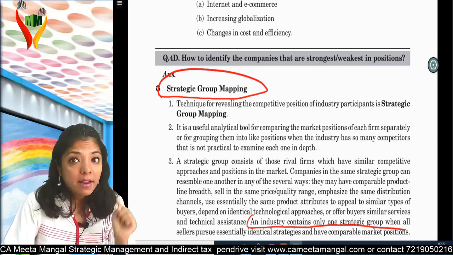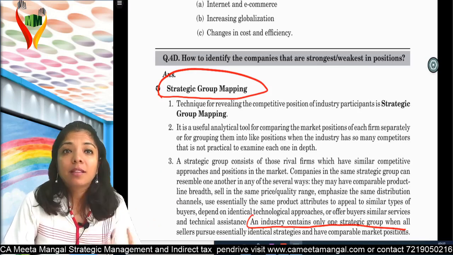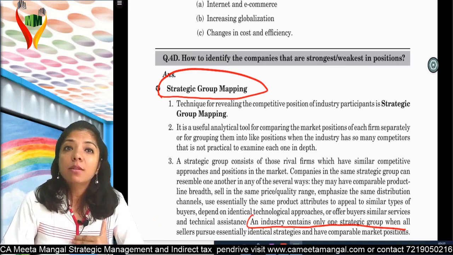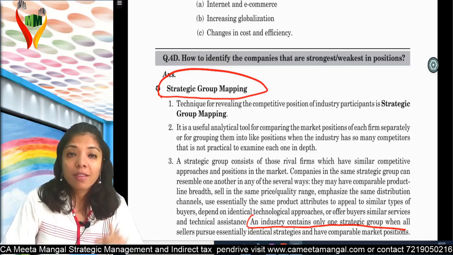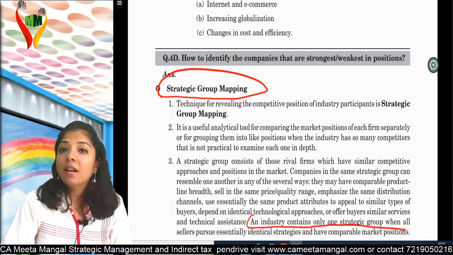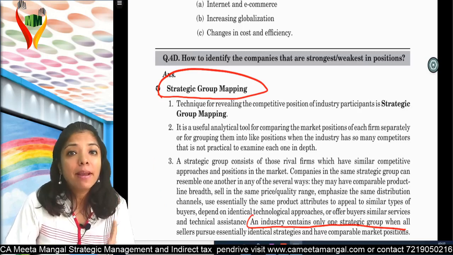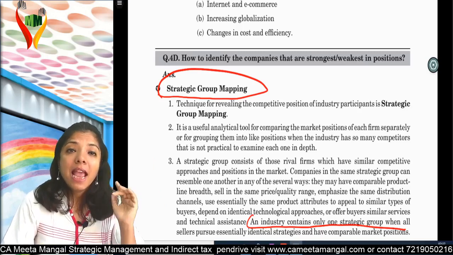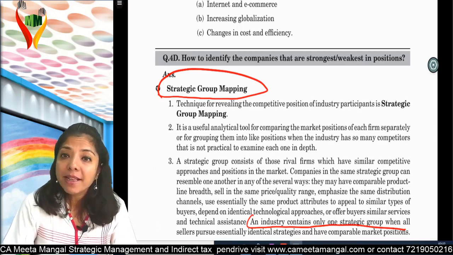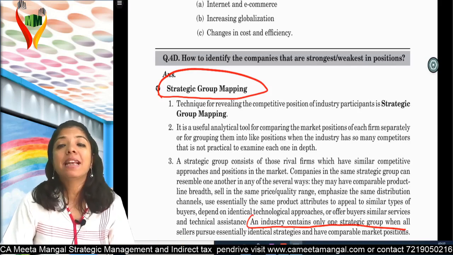Keep this in mind. This question can come in an MCQ: strategic group mapping helps only in strongest, no; helps only in weakest, no; none of the above, no; both A and B, yes. Am I clear? Strategic group mapping helps me to identify the companies that are strongest and weakest in position.